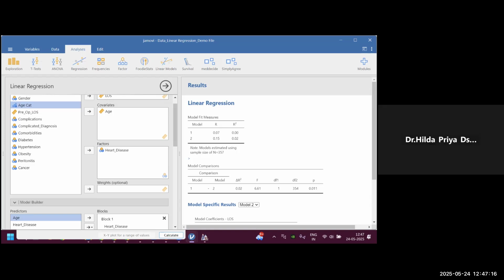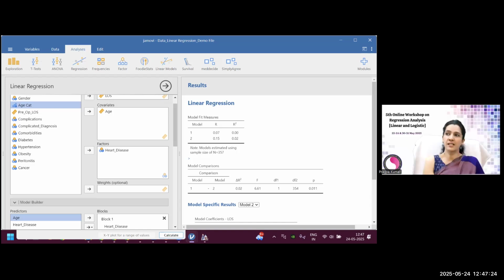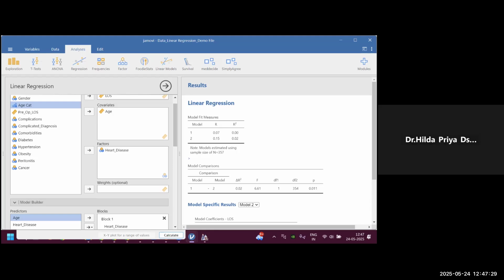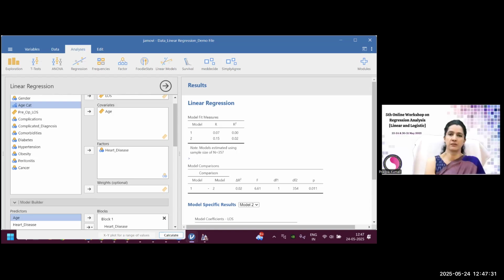Okay, now the confounder is significant. But if you look at the interaction, I think it is not significant. Interaction is different. So we'll come only to the confounders. Yeah, interaction is different.